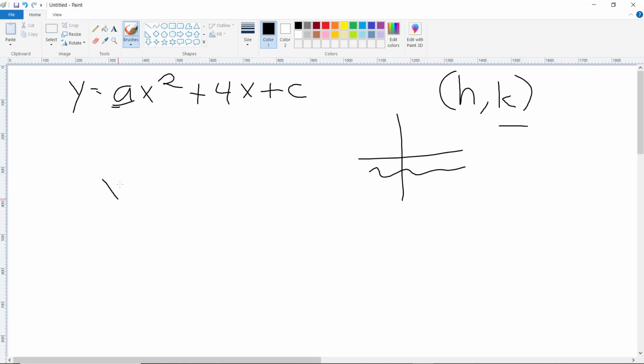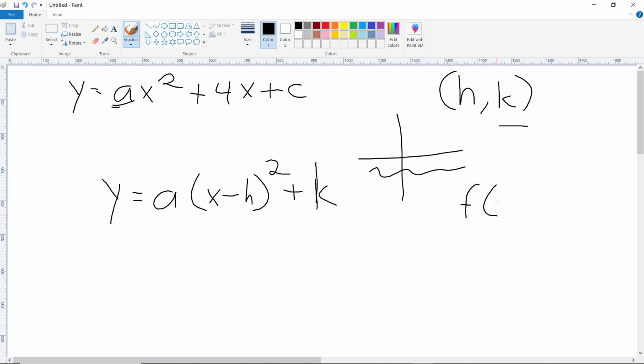I also know this, and this is an important equation to know for the digital SAT. y equals a times (x minus h) squared plus k, where (h, k) is the vertex. That's called the vertex form of the equation. Well, let me put in what I know about this. I'm trying to think, what do I know about this? (h, k), ax squared plus 4x plus c. Oh, there's one other thing.